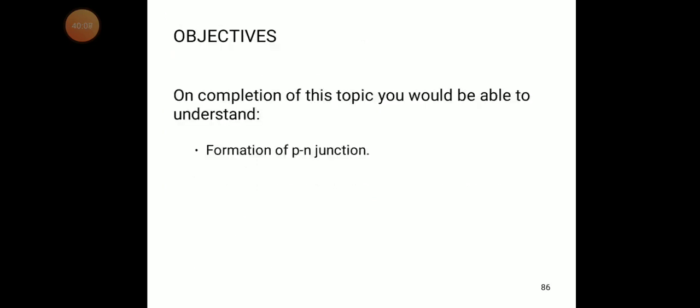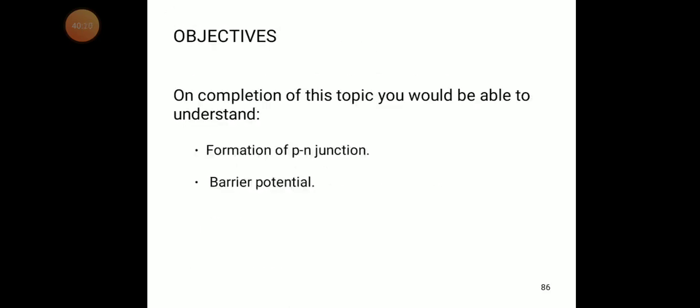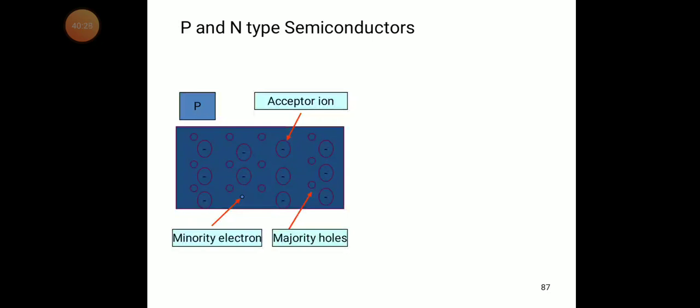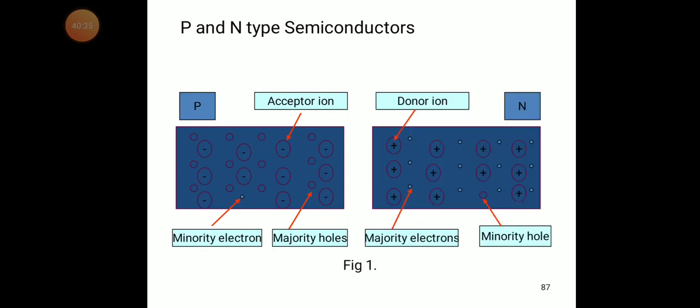Now we try to discuss some other topics, that is the formation of the PN junction, barrier potential, depletion layer, and so on. So now we discuss the P and N type semiconductor and the formation of the PN junction diode. You can see the diagram. We have the diagram with the P type material and N type material.